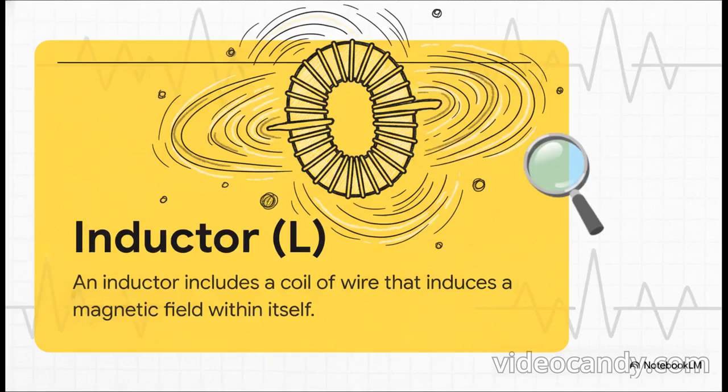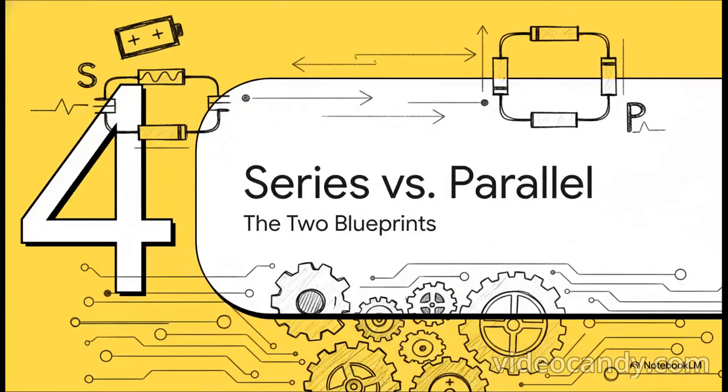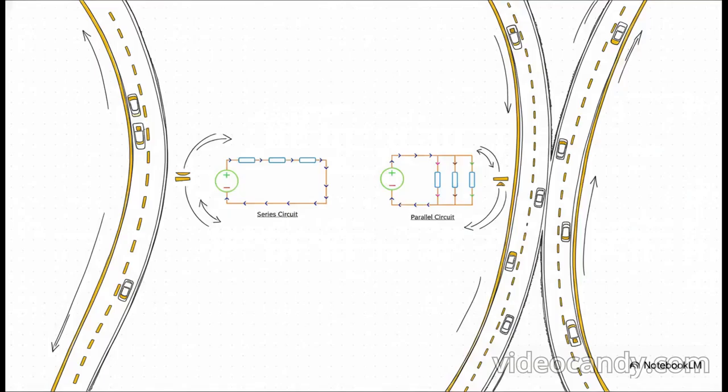Now, if a capacitor stores energy in an electric field, the inductor stores it in a magnetic field. A perfect example is that chunky power brick for your laptop. Inside that thing, inductors are hard at work, smoothing out the flow of energy and filtering out any electrical noise. They're basically making sure your laptop gets a nice, clean, stable supply of power. Okay, so you've got your parts. Resistors, capacitors, inductors. Now, how do you hook them up?